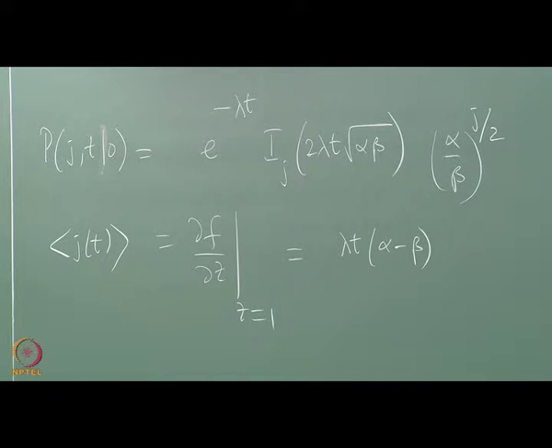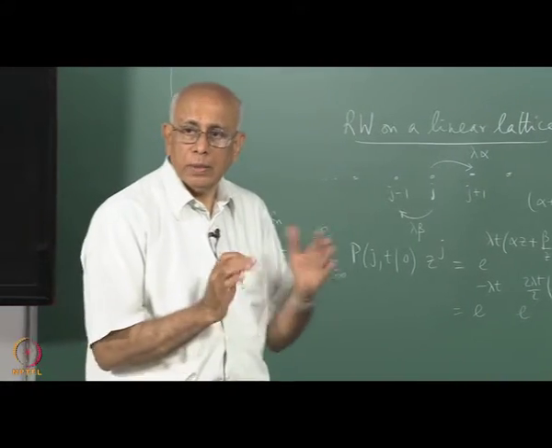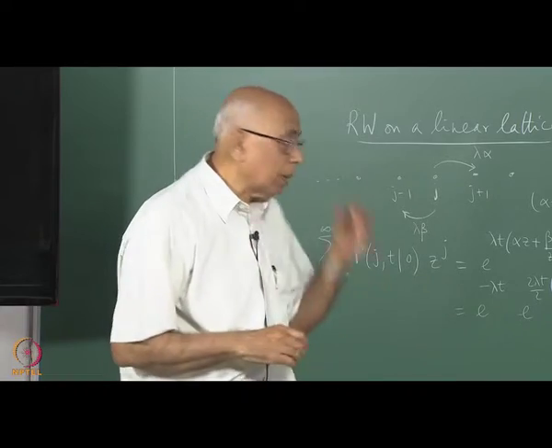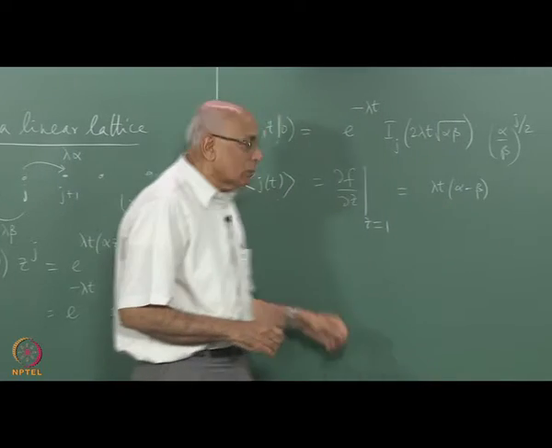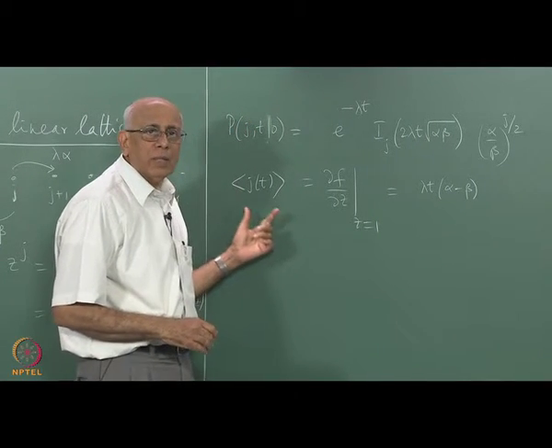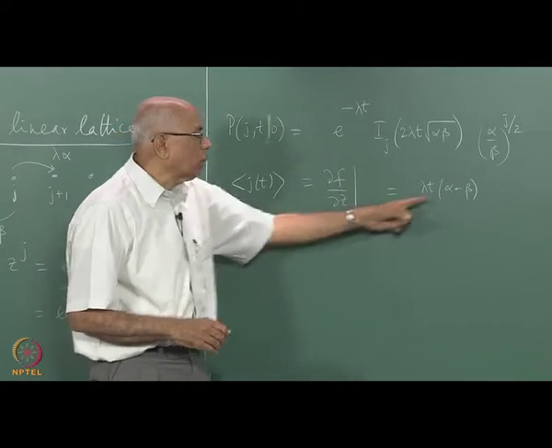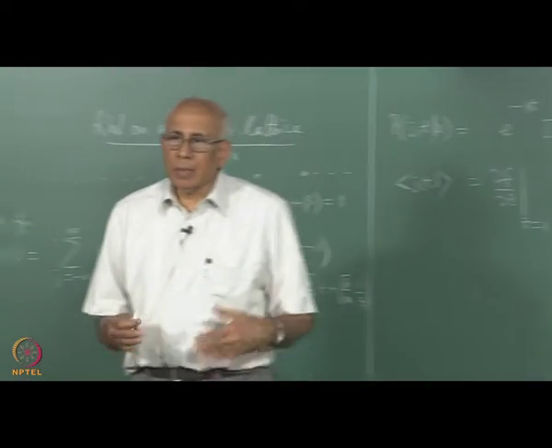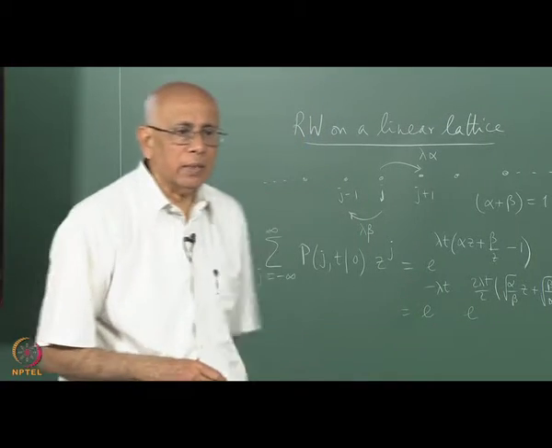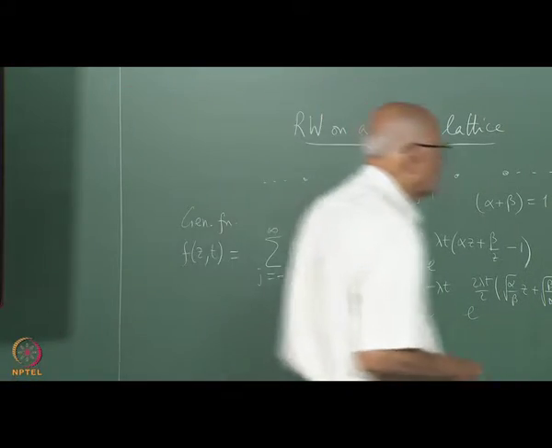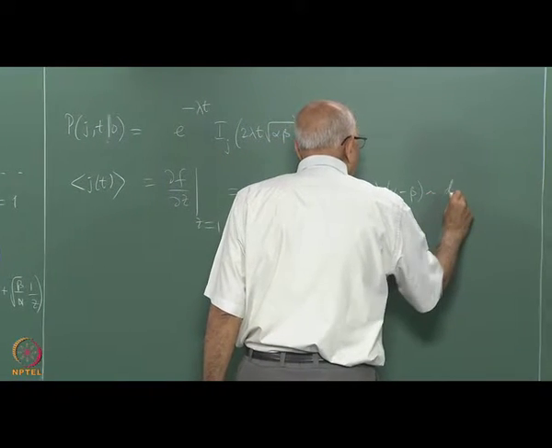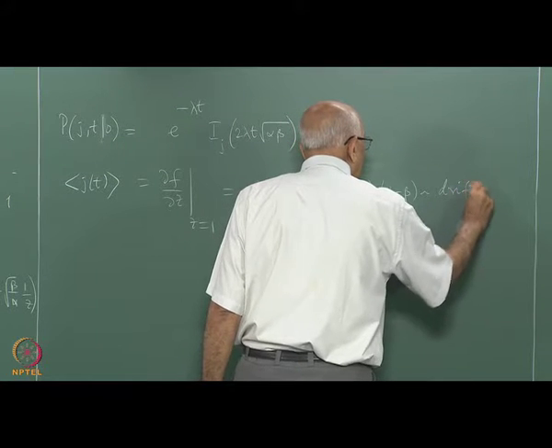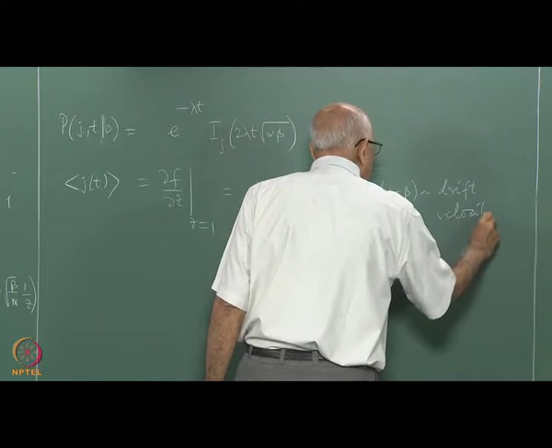So you see what is happening is that this bias alpha minus beta, this differential preference to the right or the left depending on alpha being bigger or smaller than beta, acts like a velocity. So the mean displacement after time t is proportional to the time, multiplied by a velocity, and this drift velocity is essentially lambda times alpha minus beta. So lambda times alpha minus beta is like a drift velocity.